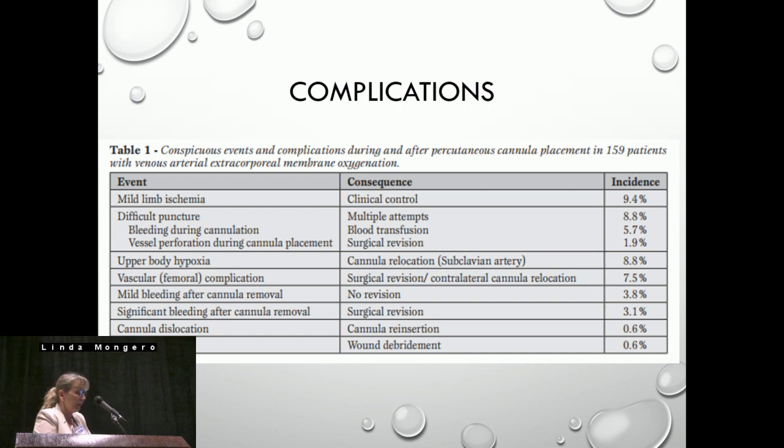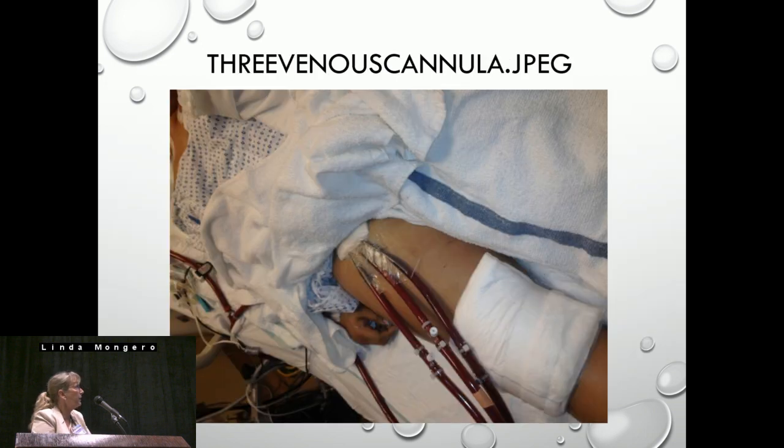This just breaks down the table showing that they had about 9.4% limb ischemia, difficult puncture, bleeding during cannulation, vessel perforation. It happens everywhere. Upper body hypoxia, 8.8% of the time, mild bleeding, 3.8%, and then wound infection. So we don't go without complications for ECMO.